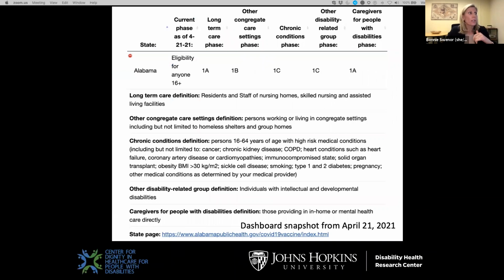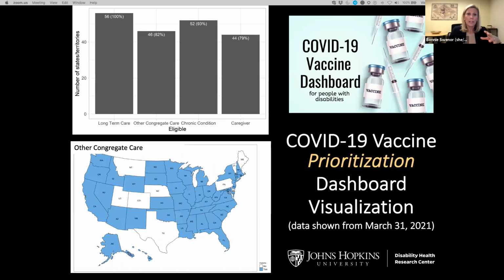So I'm showing on this slide a snapshot of what one part of our dashboard looked like. This just was the first state, we showed it alphabetically. For Alabama, we were tracking the current phase, the phase of each of those categories, and then the definitions as each state was defining it. Each state used slightly different definitions. We then synthesized this information.